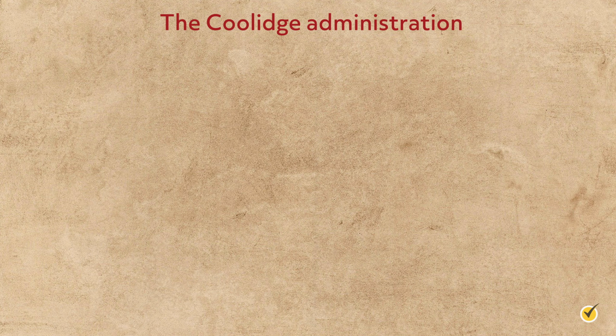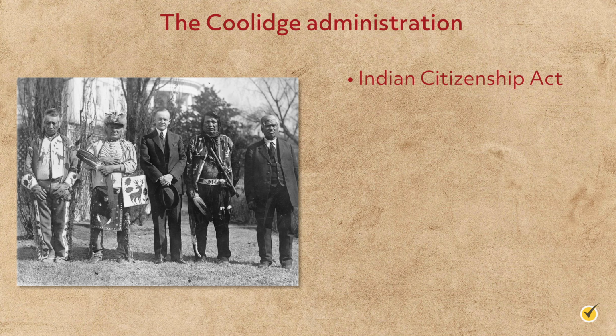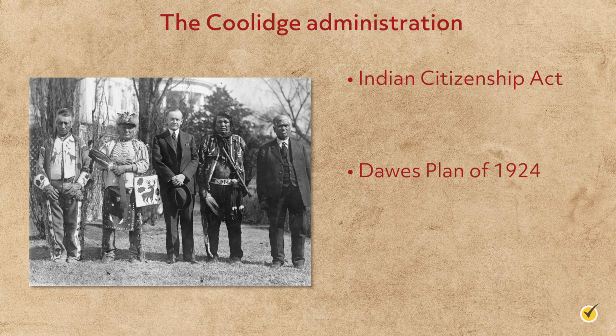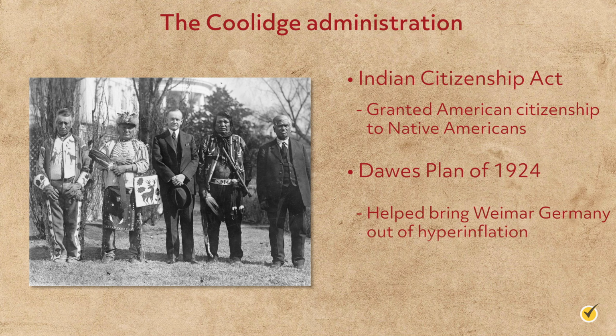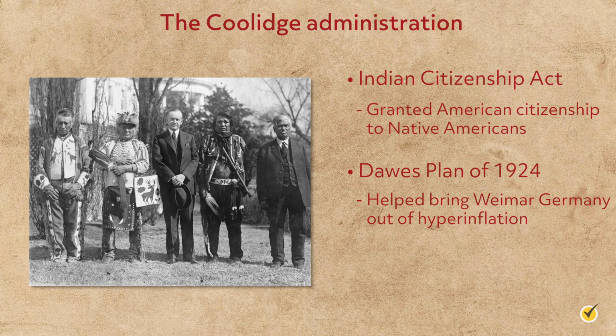The Coolidge administration oversaw the Indian Citizenship Act and Dawes Plan of 1924. The Indian Citizenship Act granted American citizenship to Native Americans partly in recognition of the major contribution made to the war effort in World War I, and the Dawes Plan helped bring Weimar Germany out of hyperinflation and stabilize the world's economy. While Coolidge held fairly progressive views on civil rights, he had little desire to get involved in the more controversial issues of the day.